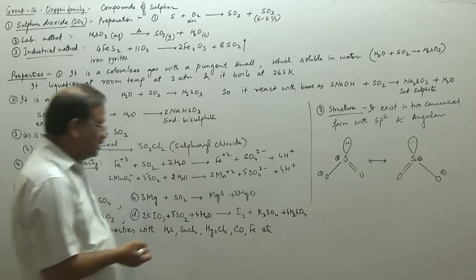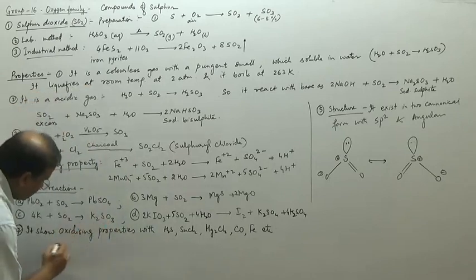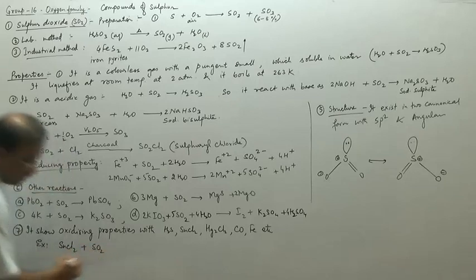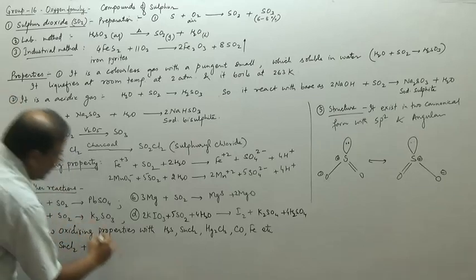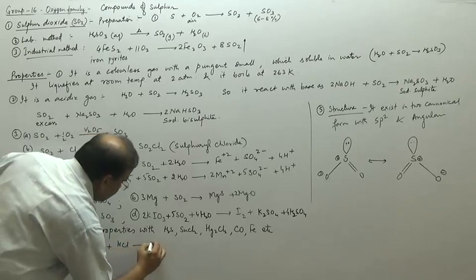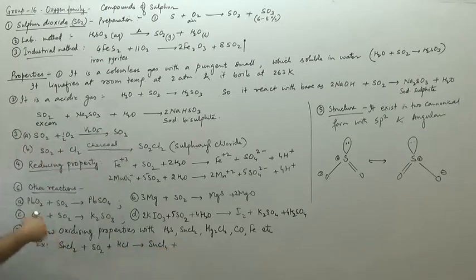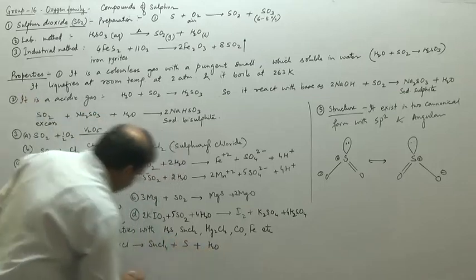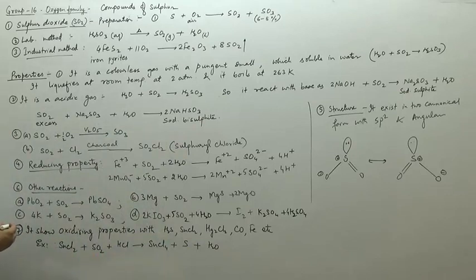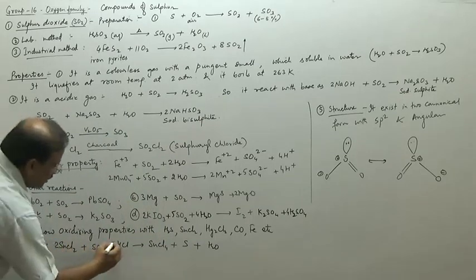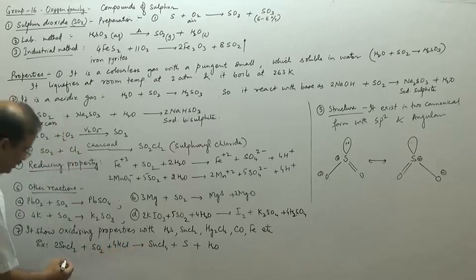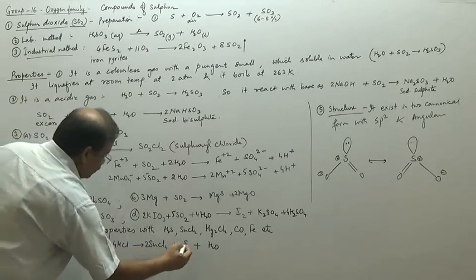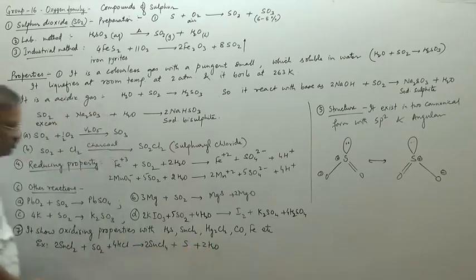If I write some of these properties, for example, SnCl2 when it reacts with SO2 in presence of HCl, it will get converted into SnCl4 plus H2O and sulfur. And if you have to balance that, we can write like this. That is twice of this, we'll get 4 times of this, and twice of this, and we'll write sulfur. So we get sulfur and twice of H2O. So that is how we can write.